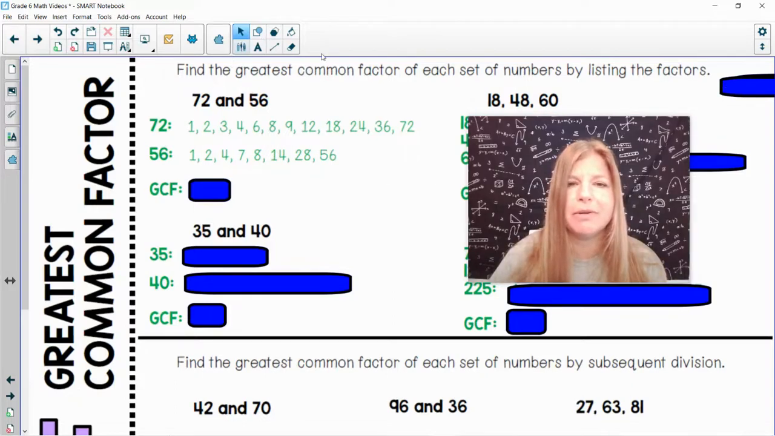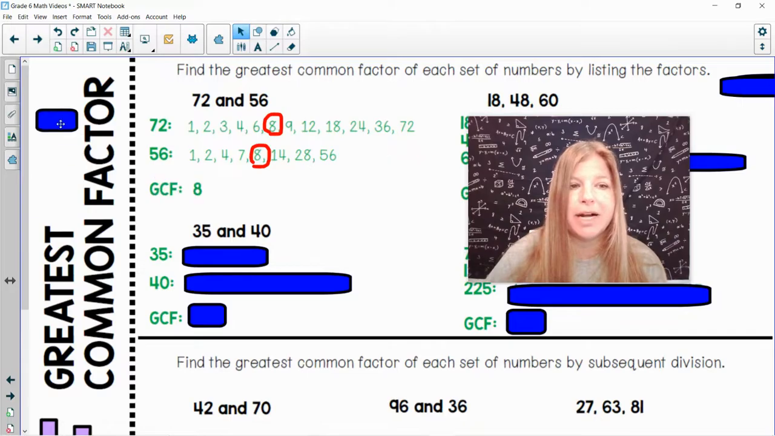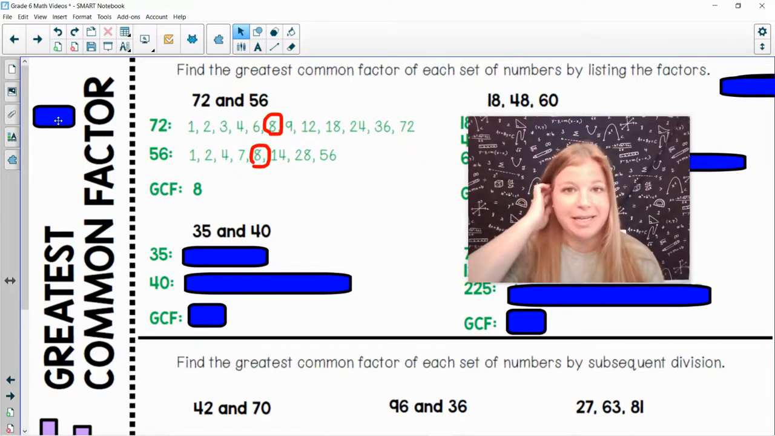Do you see the greatest common factor? The biggest number that both of these have in common? Is it 8? I think so. I see an 8 and an 8. Nothing greater than 8 is common for both. So my greatest common factor of those two numbers would be 8.